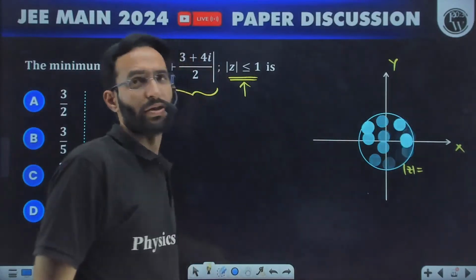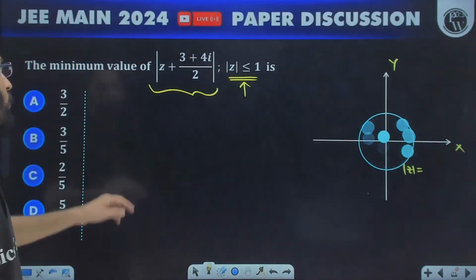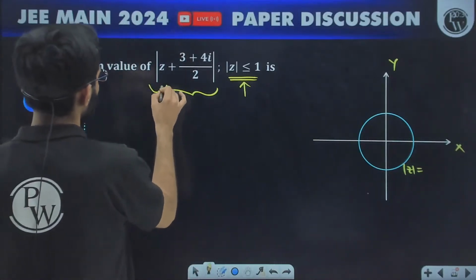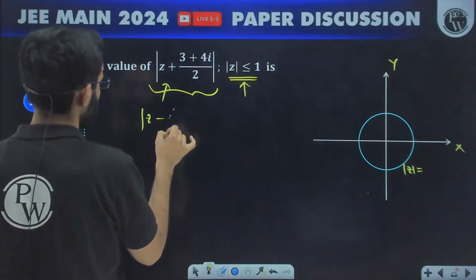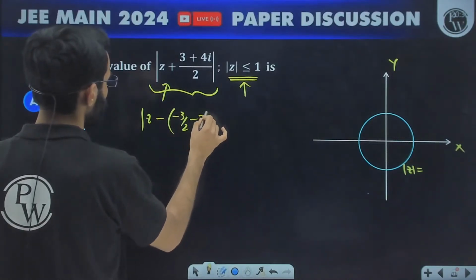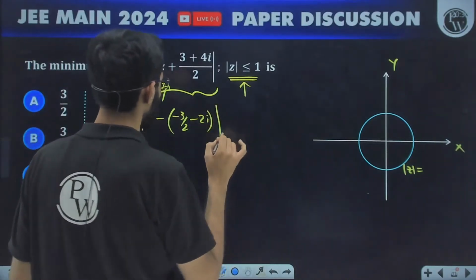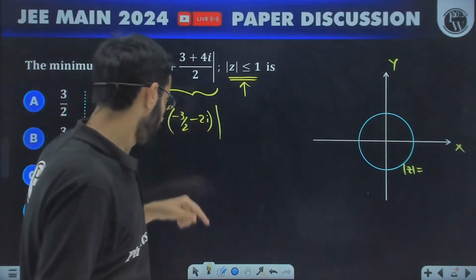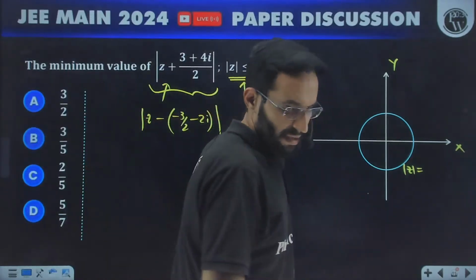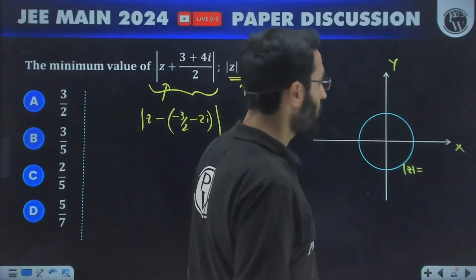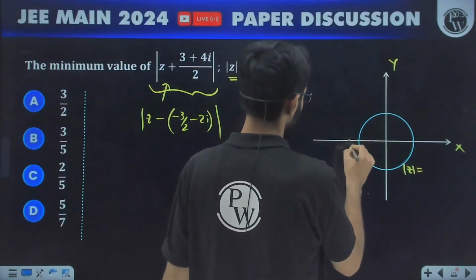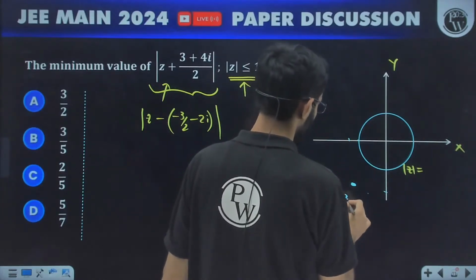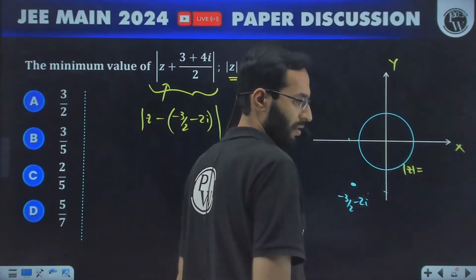Now, next. After that, you need to find minimum value of this. So can you understand this expression? This is nothing but mod z minus minus 3 by 2 minus 2 iota, or not? That means you need to find minimum value of distance of z from this point. Now can you try to locate this point? So minus 3 by 2 minus 2 iota. That will be something like this. This is minus 1. So minus 3 by 2. And here you are going to have minus 2 iota. This will be minus 3 by 2 minus 2 iota. Hope this is clear to you.